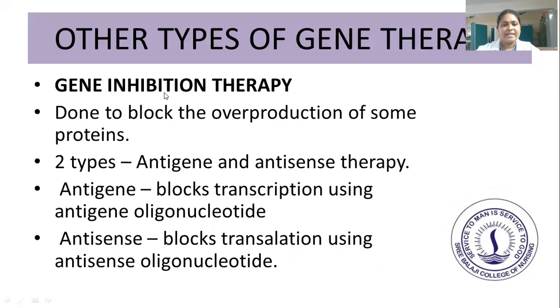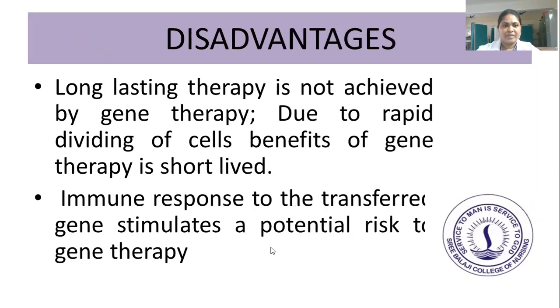Next is gene inhibition therapy. It is done to block the overproduction of some proteins, and there are two types: antigene and antisense therapy. What is antigene? It blocks the transcription using an antigene oligonucleotide. The antisense blocks the translation using an antisense oligonucleotide.